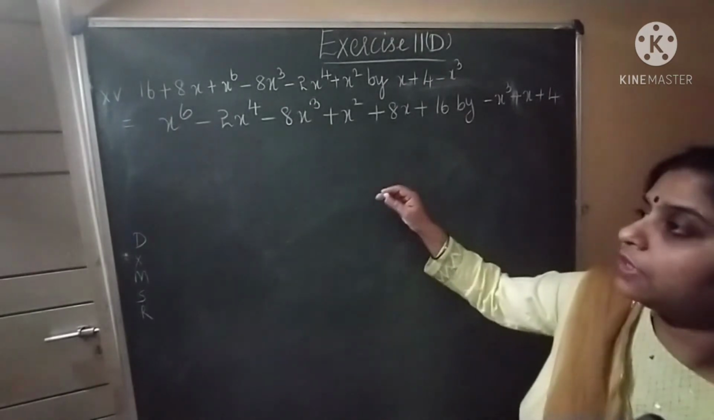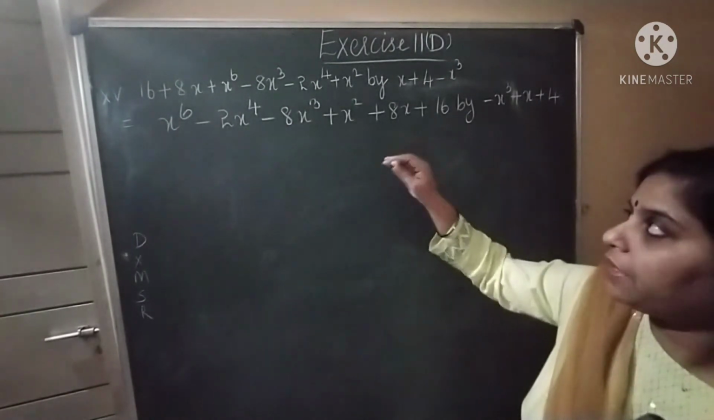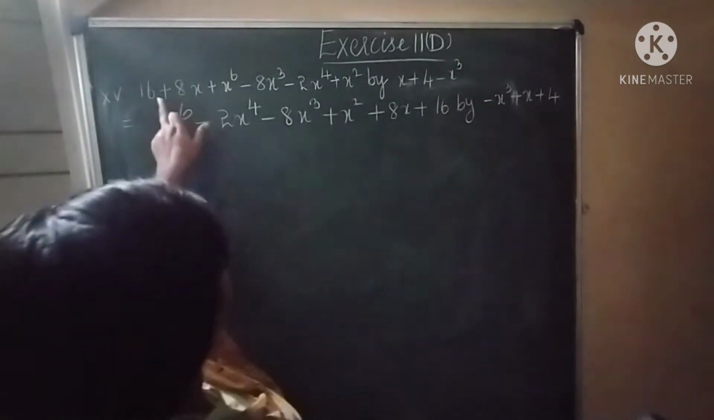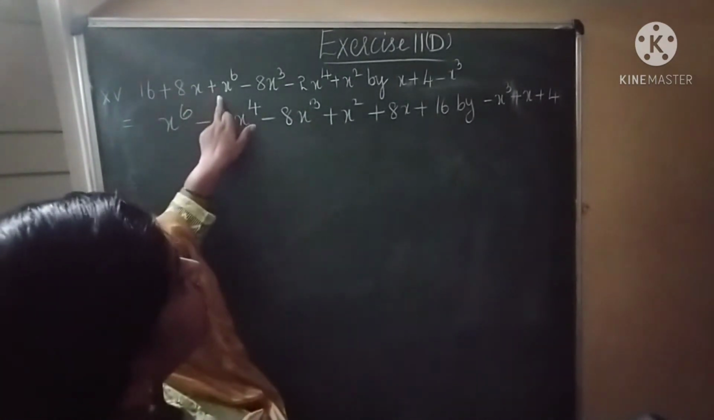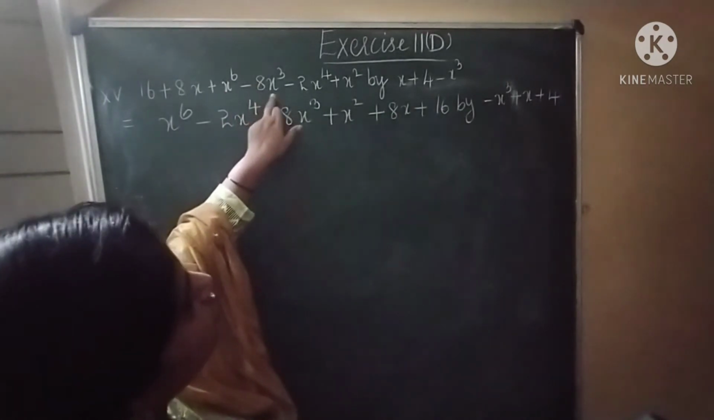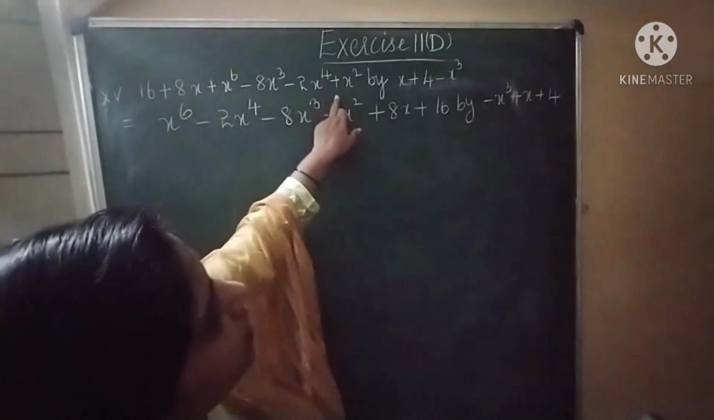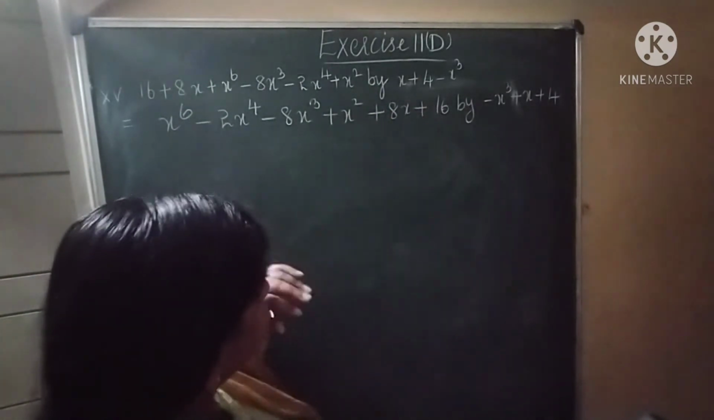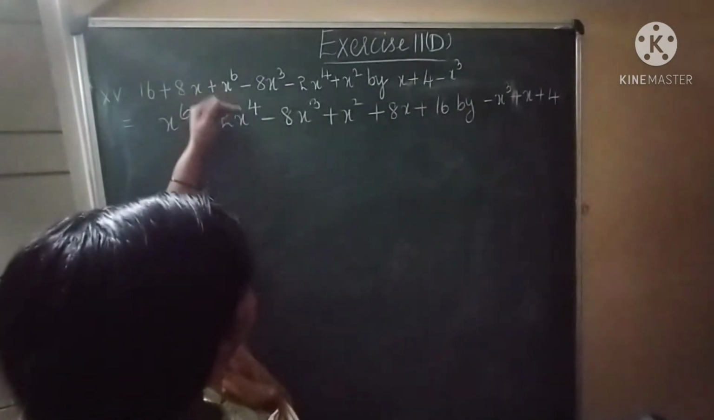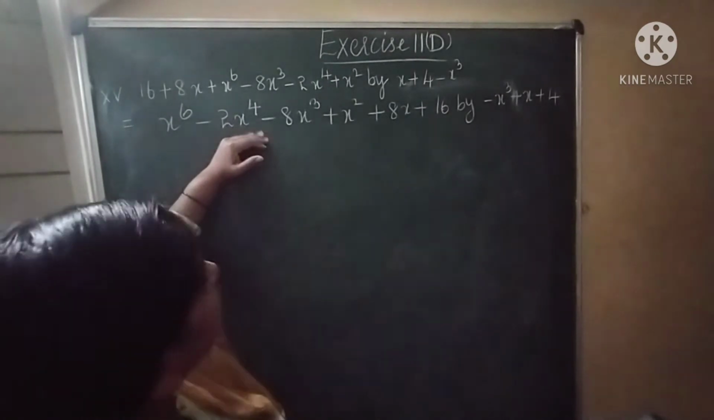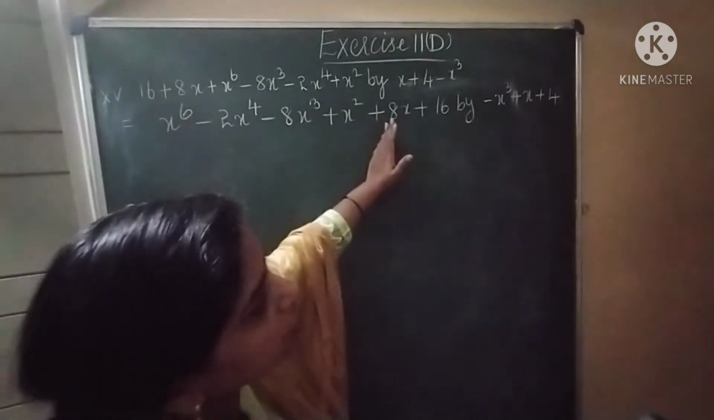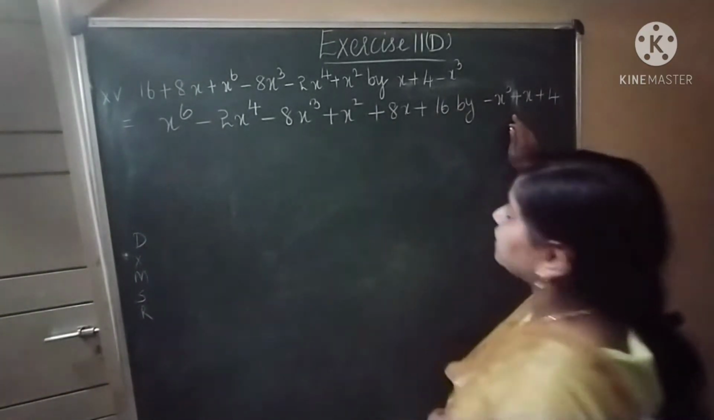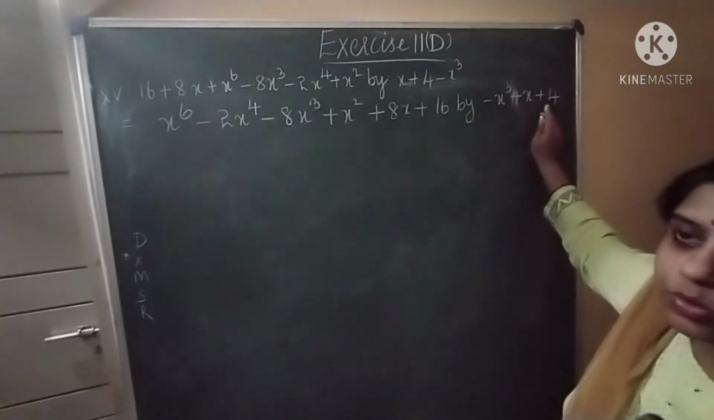Here in this sum, we have to divide the expressions. You can see the dividend here. It is 16 plus 8x plus x square minus 8x cube minus 2x to the power of 4 plus x square by x plus 4 minus x cube. Now the dividend is written again from the higher order to the lower order, and even the divisor also is written from the higher order to the lower order.